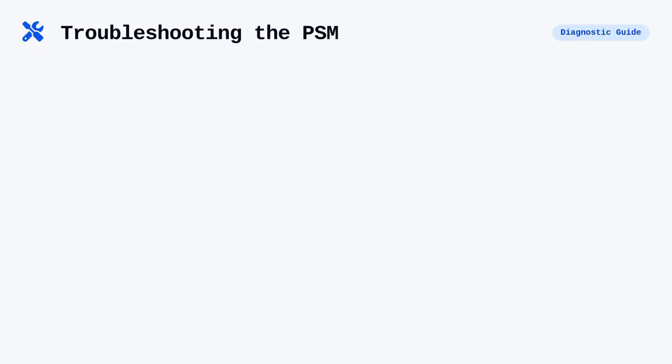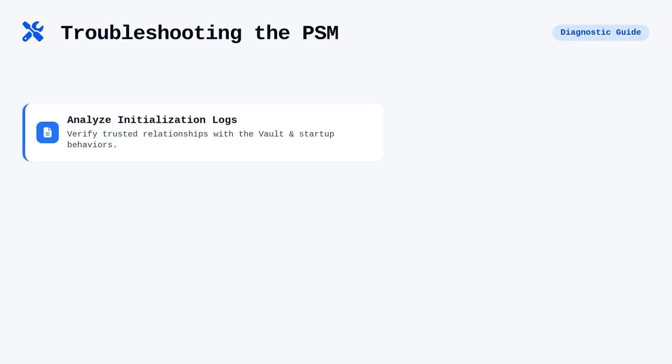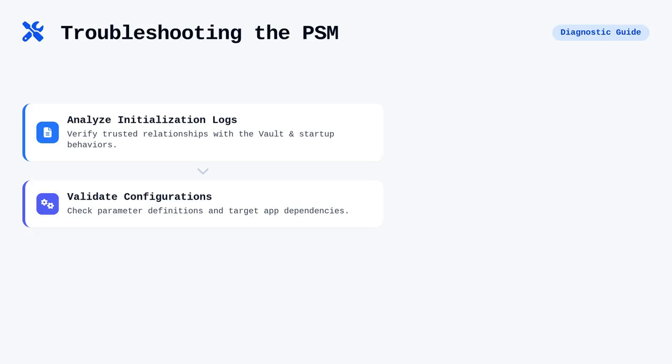Troubleshooting the PSM requires a methodical approach to analyzing initialization logs and tracing component startup behaviors. When a session fails to launch, the first point of analysis should always be the logs generated during the initialization sequence, which reveal whether the component successfully established a trusted relationship with the vault. Many failure modes are rooted in configuration mismatches within the connection components, often stemming from incorrect parameter definitions or missing dependencies for specific target applications.